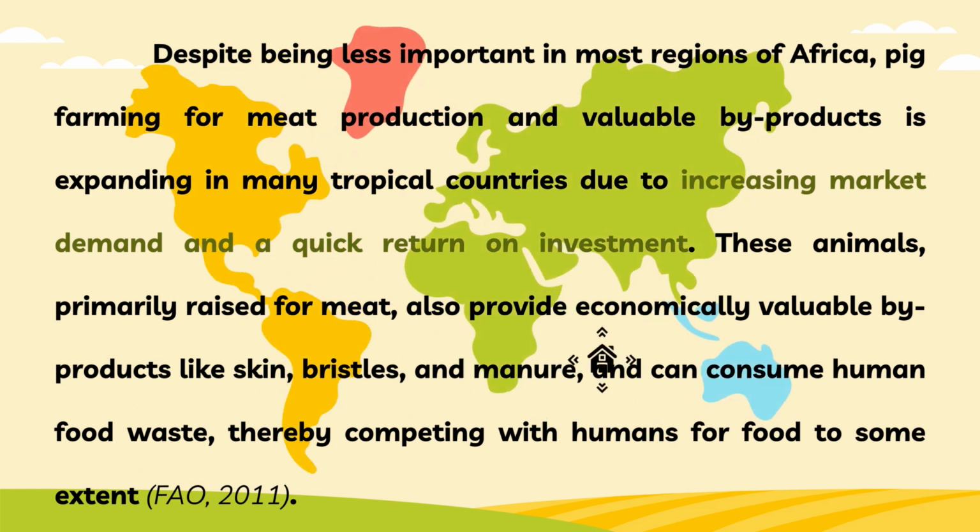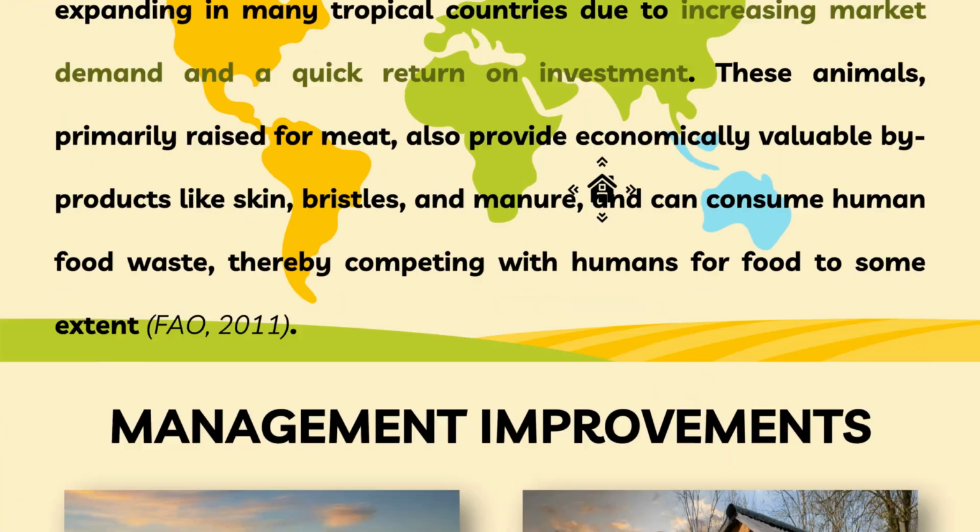Despite being less important in most regions of Africa, pig farming for meat production and valuable byproducts is expanding in many tropical countries due to increasing market demand and a quick return on investment. These animals, primarily raised for meat, also provide economically valuable byproducts like skin, bristles, and manure, and can consume human food waste, thereby competing with humans for food to some extent.